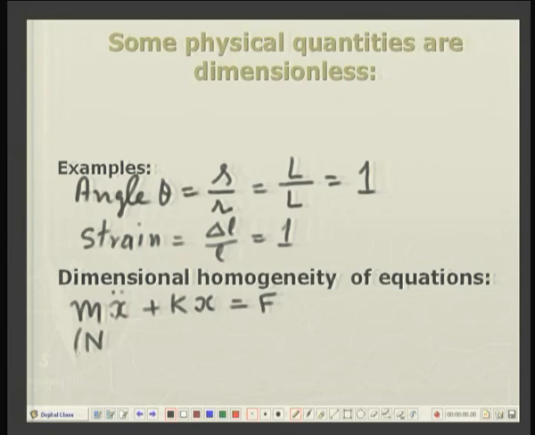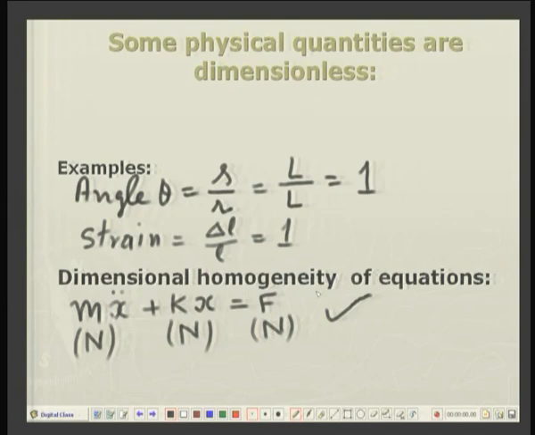Okay, Newton. K times x: k is the spring constant, that is force per unit deflection, and x is deflection, so again it will have dimensions of N. And of course, on the right hand side there is the applied force or forcing function, so it also has dimension N. So, in this equation all the terms involved have the same dimension. So, it is dimensionally homogeneous.